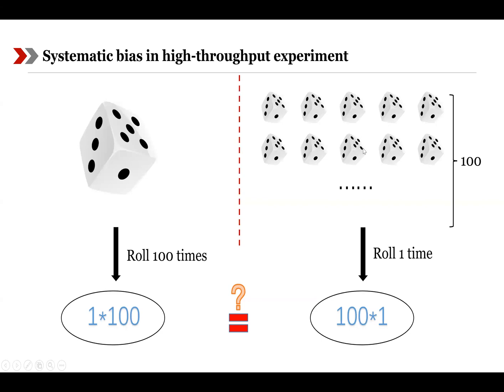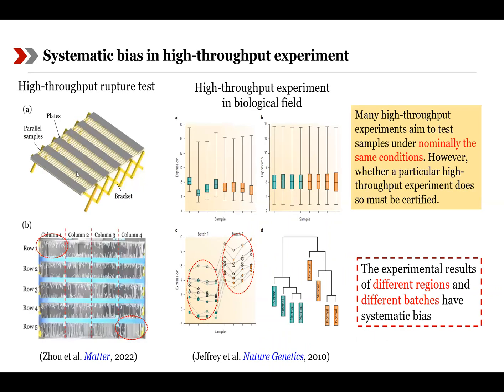It's often assumed that these two experiments are equivalent, but this assumption is called into question in our recent development of a high-throughput rupture experiment. In our previous work, we conducted a high-throughput rupture experiment as shown in this figure. 1,000 samples are pulled simultaneously by a clamping mechanism of 1 degree of freedom. We can see that the number of rupture samples in these two regions is very different.